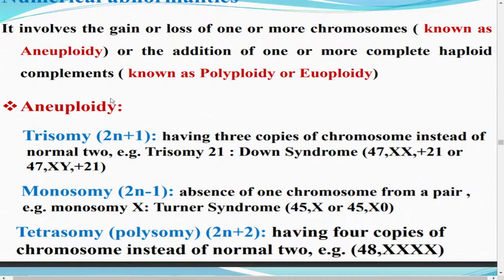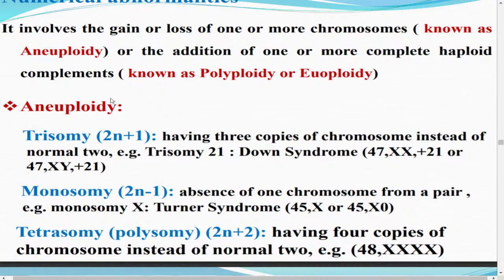Aneuploidy: trisomy (+1), monosomy, which we haven't studied, and tetrasomy, which we also haven't studied. But the most important one is the trisomy: Down syndrome, Edwards syndrome, and Patau's syndrome.